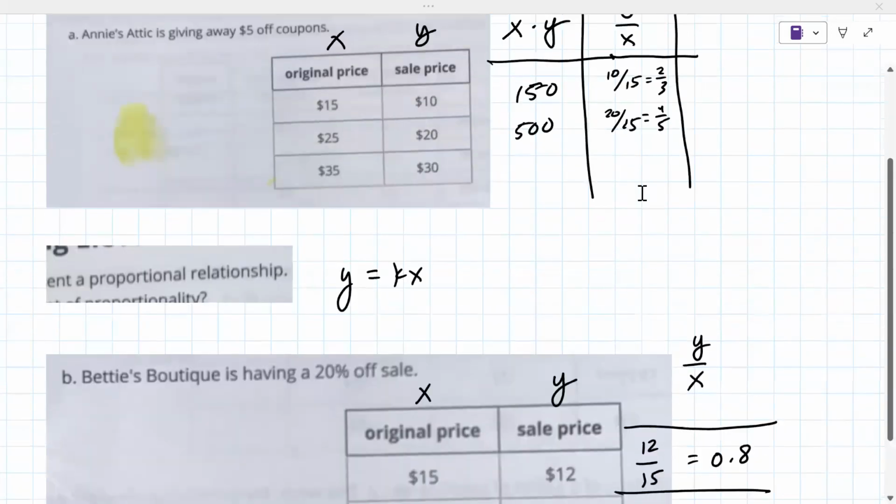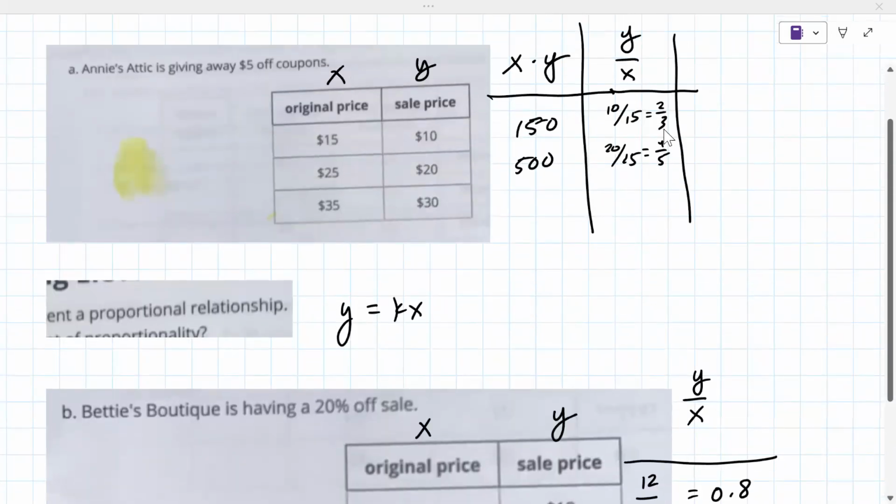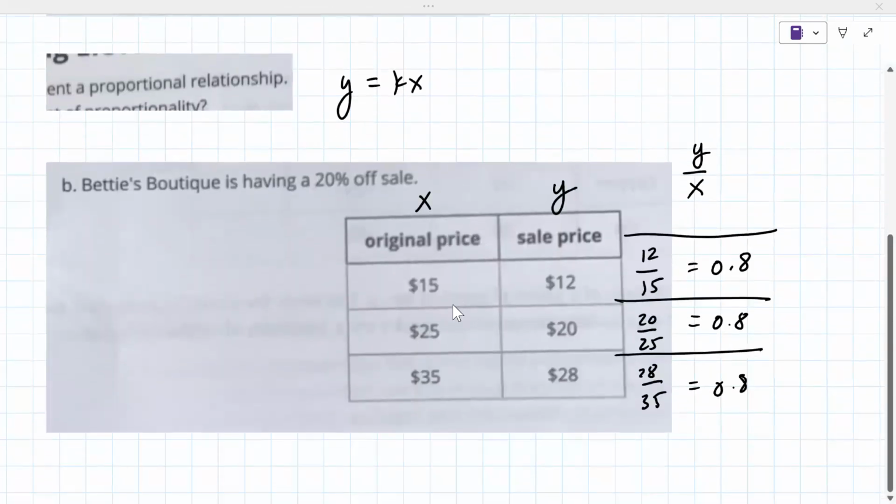And that was the issue with the last one. The last one, they were not the same: 2/3 and 4/5. Without even calculating it, we know that that is an issue. So the next thing it says is to actually calculate the proportionality constant.